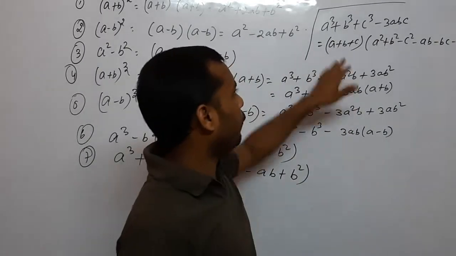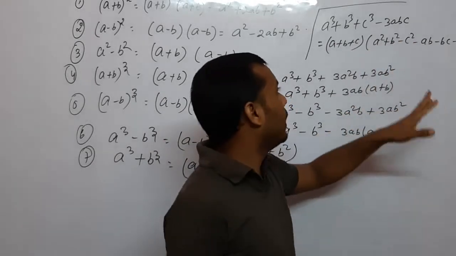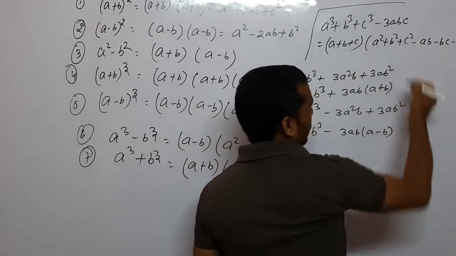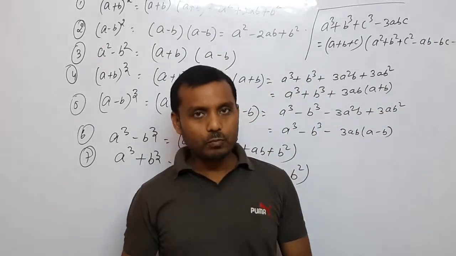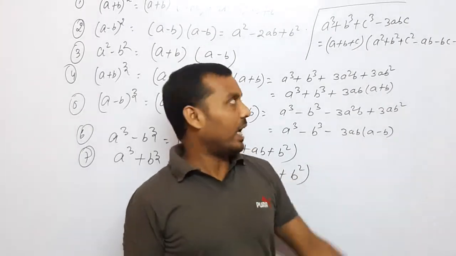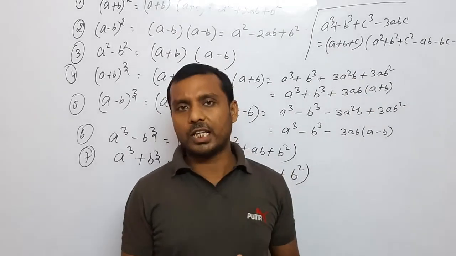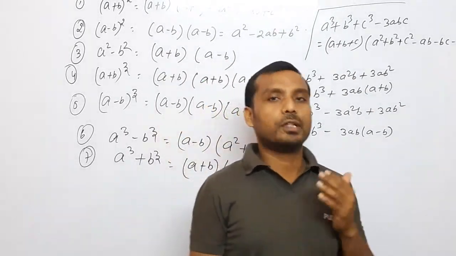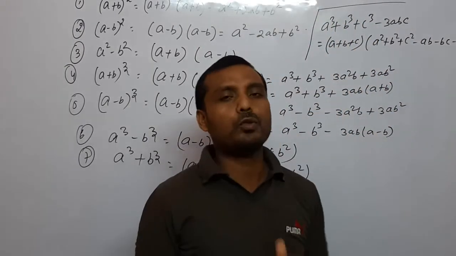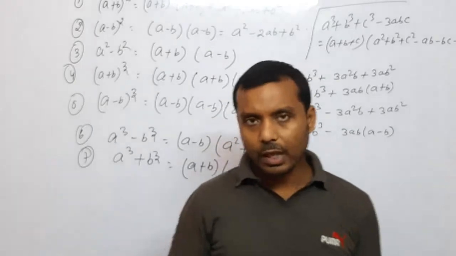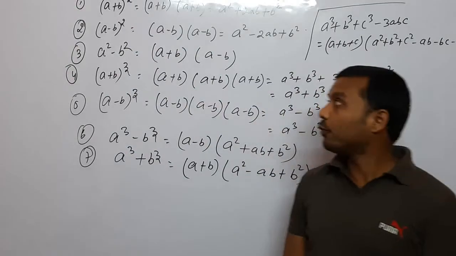Means the product of the sum a plus b plus c into a square plus b square plus c square, not minus, okay, plus c square minus ab minus bc and minus ca. Again I am repeating that the questions related to this formula have been removed from the syllabus. But if you want to practice, you can use this formula to solve your last exercise. Okay?